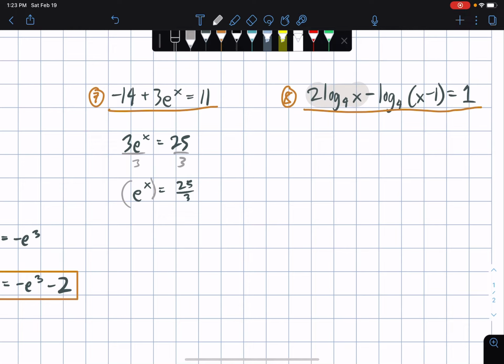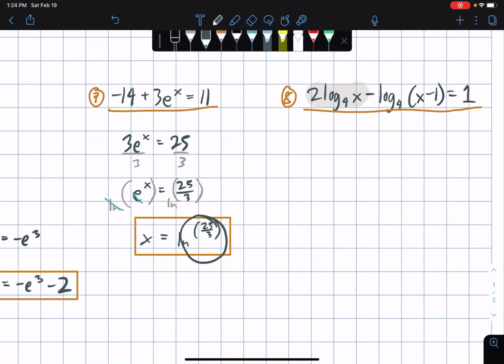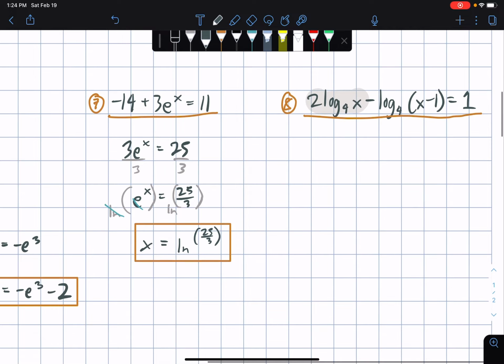This time, we have Euler's number. Multiply both sides with ln. ln raised to e raised to x, ln raised to 25 over 3. Cancel. To eliminate Euler's number, we have x is equivalent to ln of 25 over 3. That is our final answer. I suppose that you can still find the exact value of this expression in your scientific calculator in decimal form. I won't be doing that right now, but you can feel free to do so.